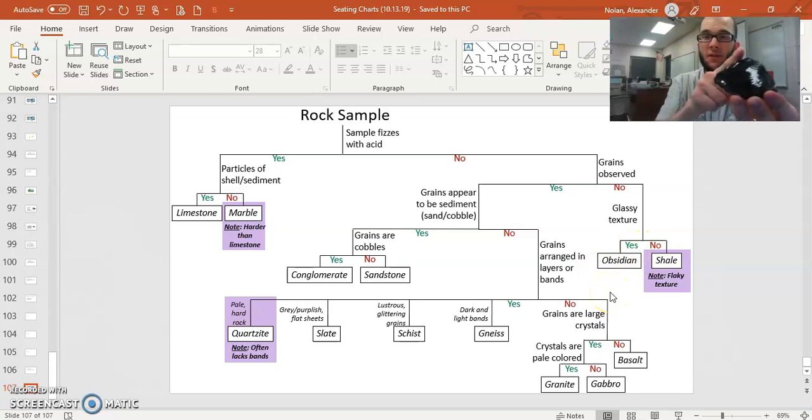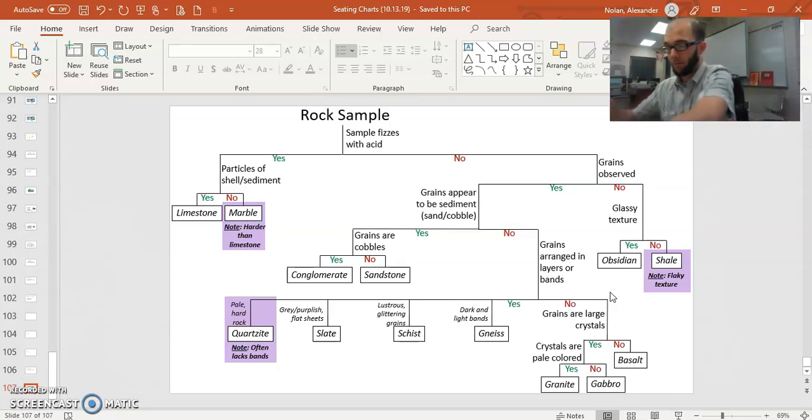If it doesn't fizz with acid, if you do not observe grains, and if it is glassy, that means that it must be obsidian. Whereas with our marble, it fizzes with acid, and we don't see particles of sediment. It's also harder than limestone. That means that it's marble. Okay, so this would be obsidian.